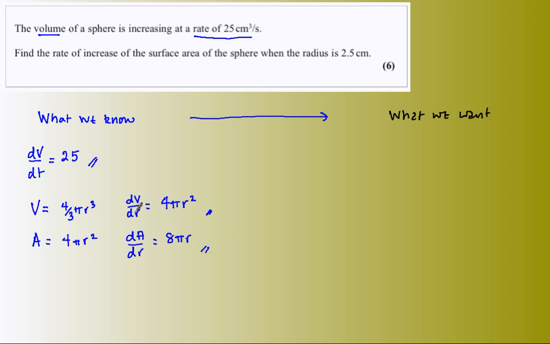So I've got three things. I know all those. And the question is now, what do I want? Well, I want the rate of increase of the surface area. So what I want is dA/dt.